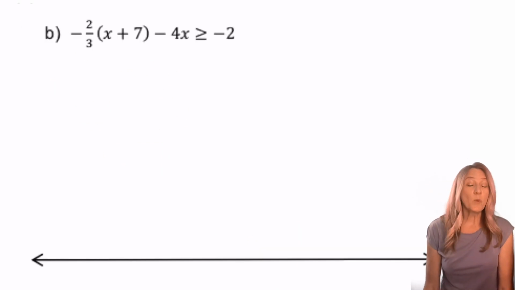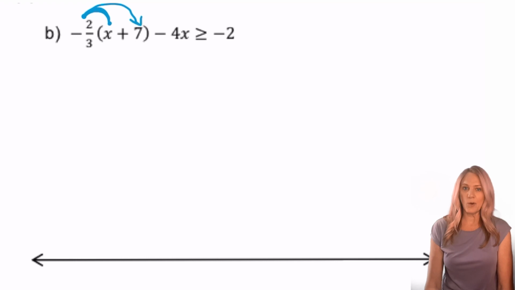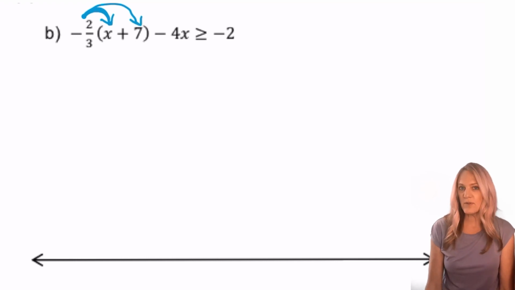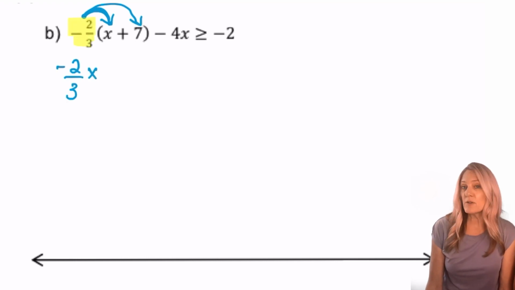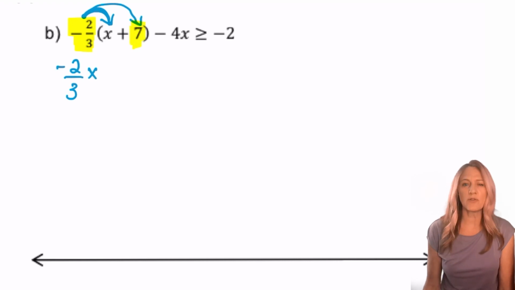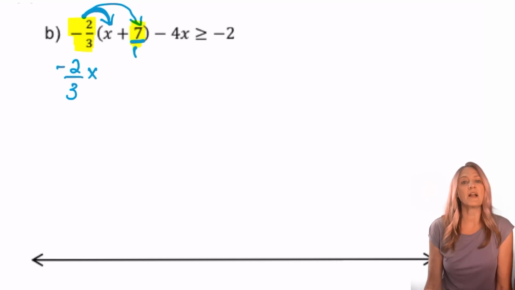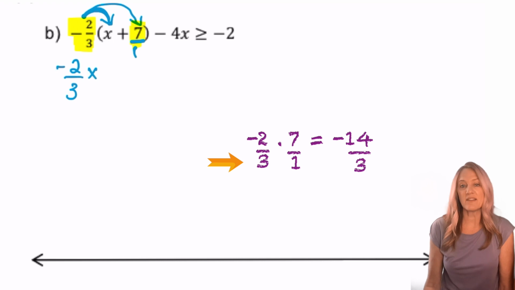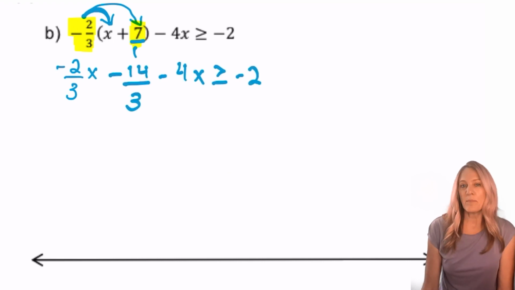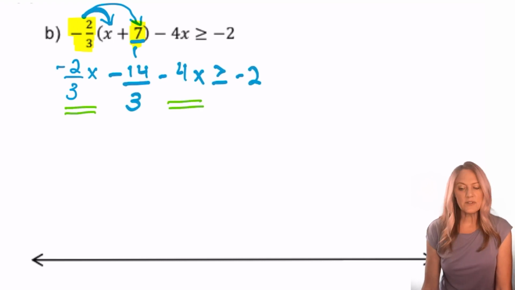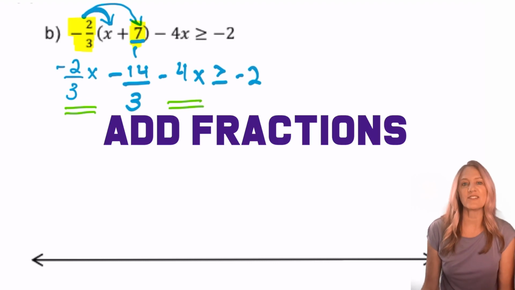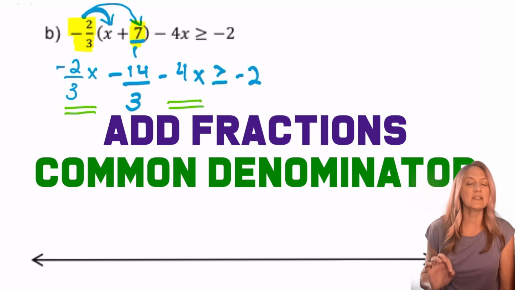This next problem, we have to distribute and simplify before we can start solving the inequality. So let's distribute -2/3. When we multiply -2/3 times 7, remember 7 is over a 1. So all I need to do is multiply the numerators and then multiply the denominators. Next, we need to combine like terms. We have -2/3 x minus 4x. Okay, we're going to have to add fractions. That means I need a common denominator.